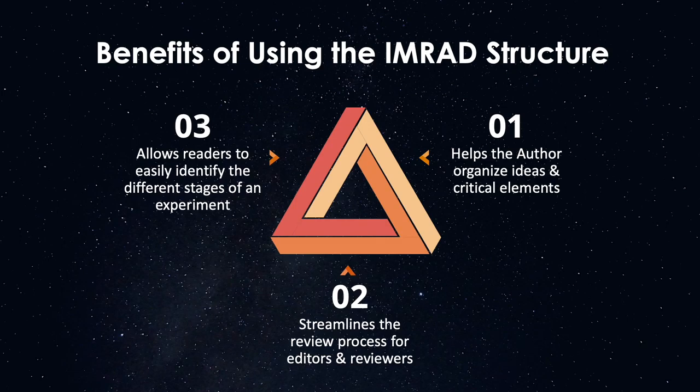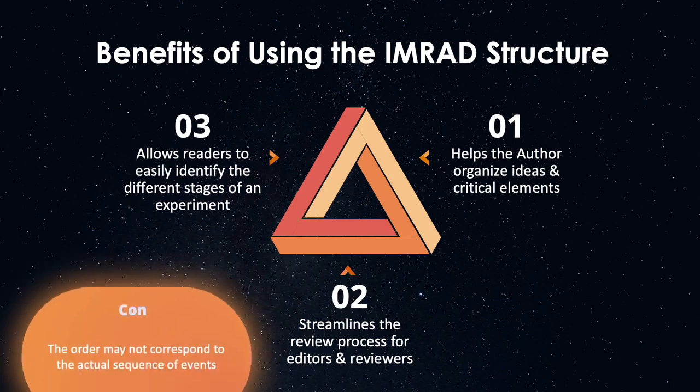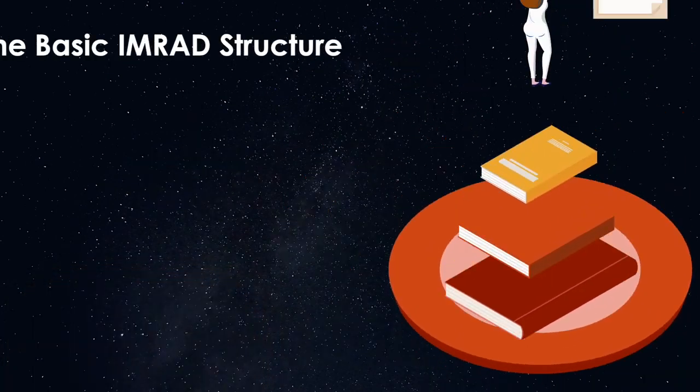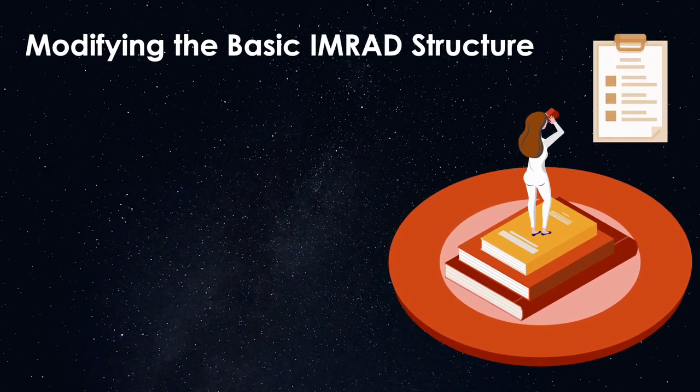Unfortunately, this same modular structure often does not correspond to the order in which the experimental procedure was carried out. Furthermore, the IMRaD structure limits the type of information that can be included in a scientific paper. It is because of these limitations that many journals have modified the basic IMRaD structure so that many papers today have 2 to 8 additional sections.